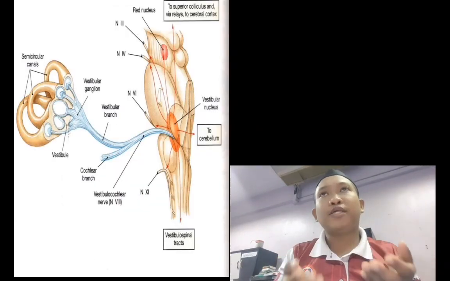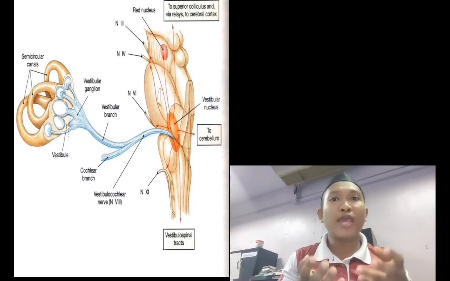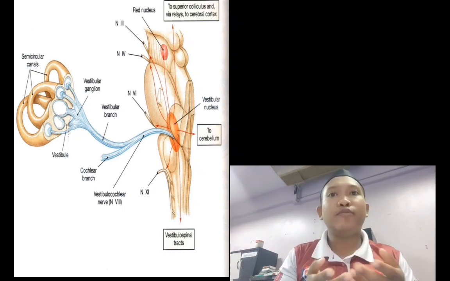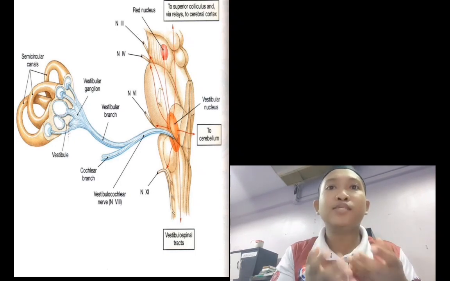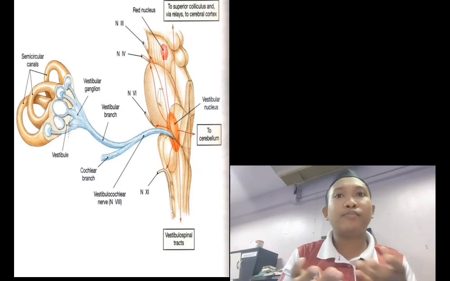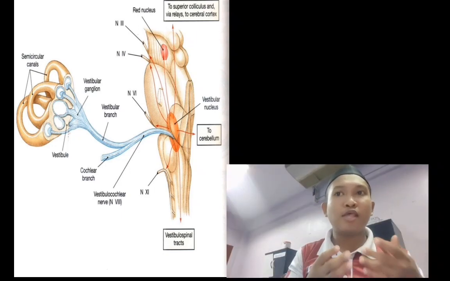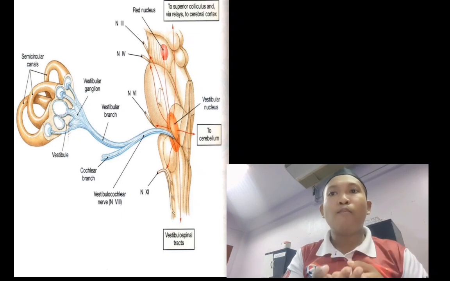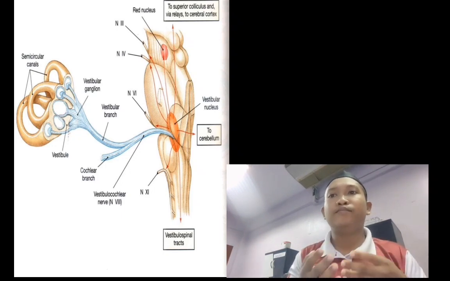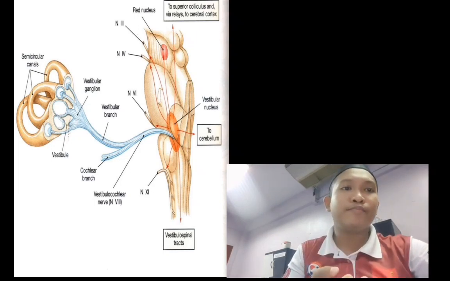This is the last part, which is equilibrium. The pathway of equilibrium sensation. We have four functions of the vestibular nucleus. The first is sensory information for equilibrium and balance. Relay information from the vestibular apparatus to the cerebral cortex about head position and movement, and sending commands to the motor nuclei in the brain stem and spinal cord.